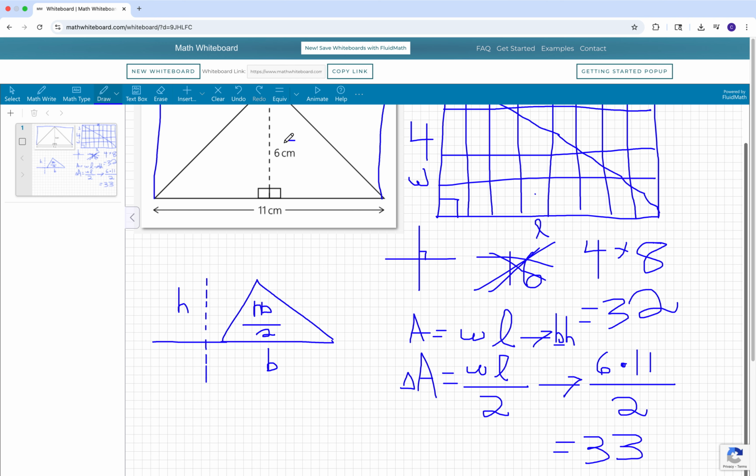And then we always have to make sure, because I know these tests like to take points off for that, to write centimeters squared, because we multiply cm times cm. And I could do another video talking about that. That's confusing.